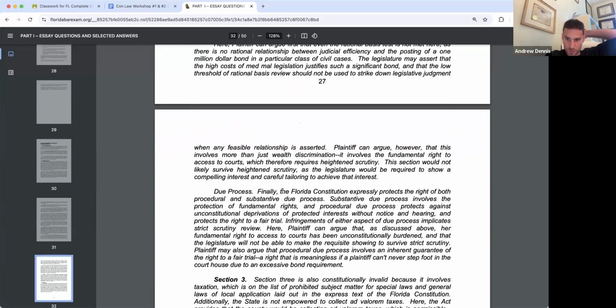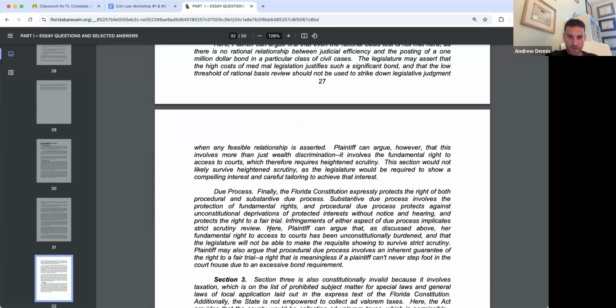Okay, so Florida Constitution expressly protects the right of both procedural and substantive due process. Substantive due process involves the protection of fundamental rights, and procedural due process protects against unconstitutional deprivations of protected interest without notice and hearing, and protects the right to a fair trial. Infringements of either aspect of due process implicate strict scrutiny review, right?